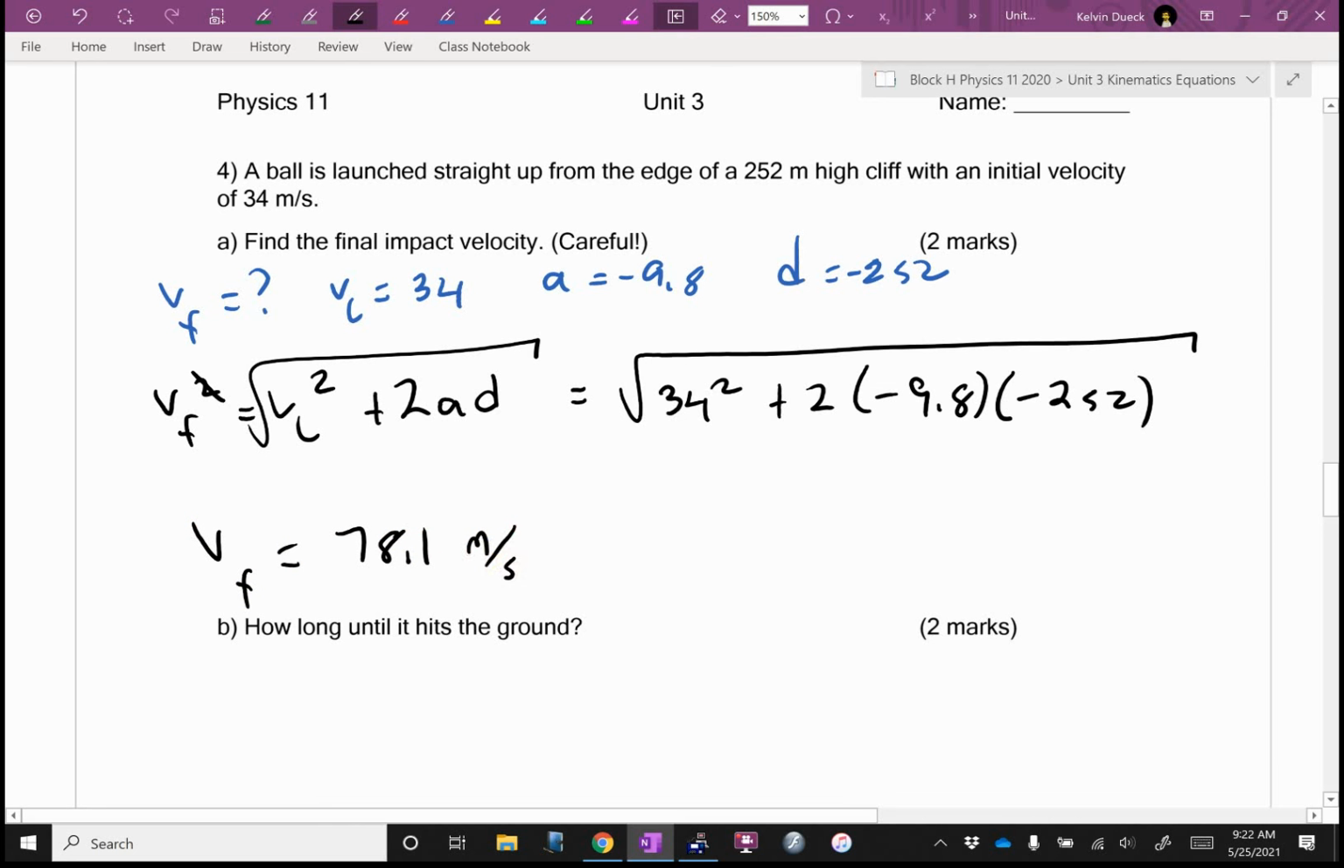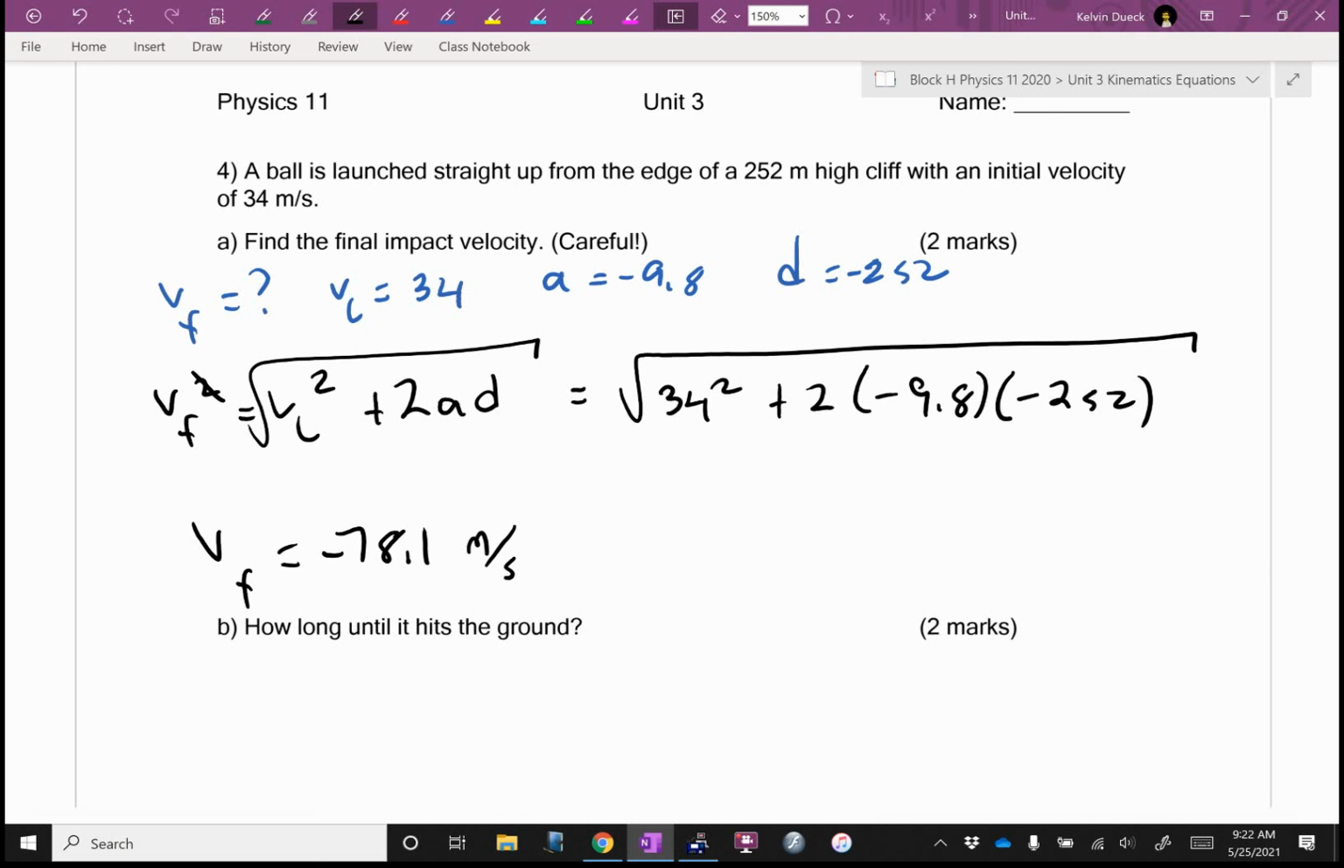Why will that give you 1.5 out of 2? I have to add the negative after the fact because I know it's traveling down. So if you didn't put the negative there, I would take a half mark off. There were two carefuls: make the displacement negative, and you have to make the velocity negative when you're done. I like this question.